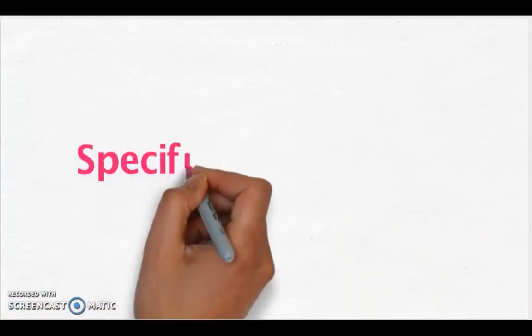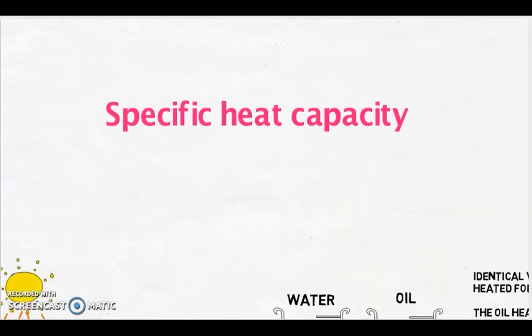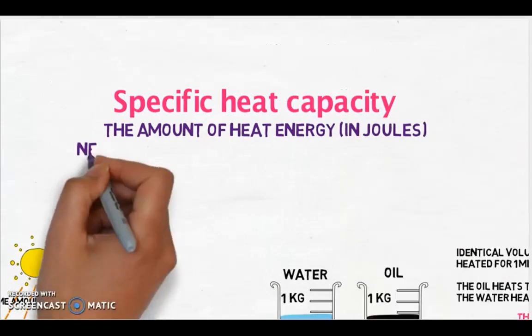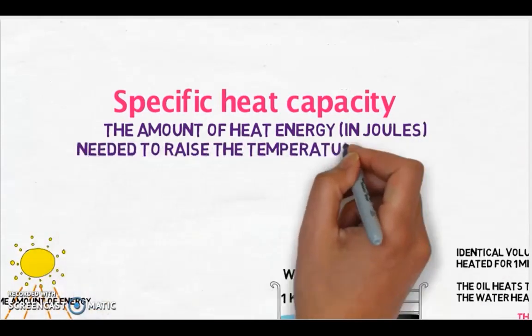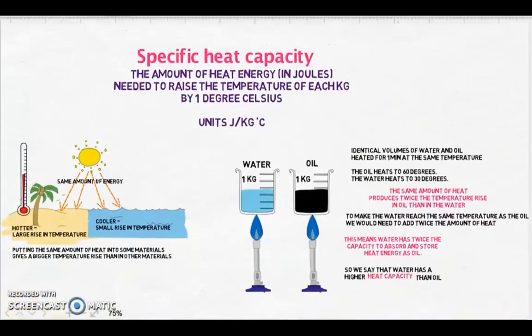I'd like you to write this down. This is our definition for specific heat capacity. So specific heat capacity is the amount of heat energy in joules needed to raise the temperature of a substance, a kilogram of that substance, by 1 degree Celsius. And our units for that are joules per kilogram per degree Celsius.